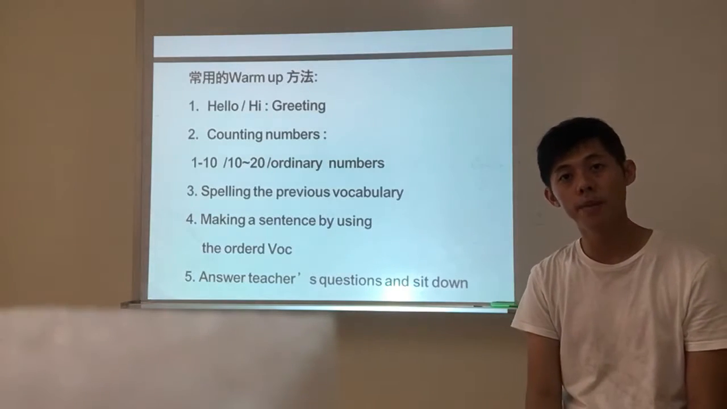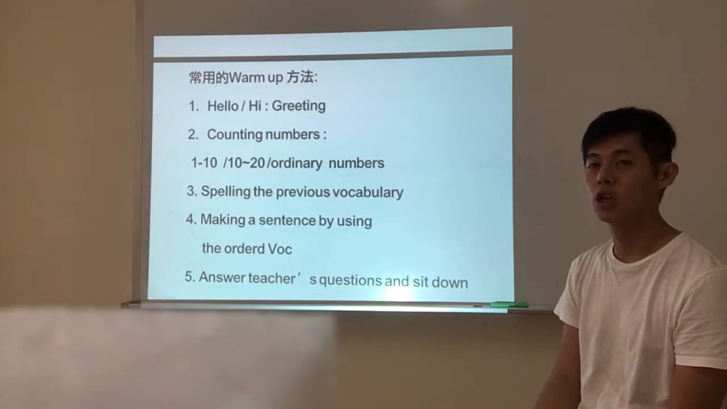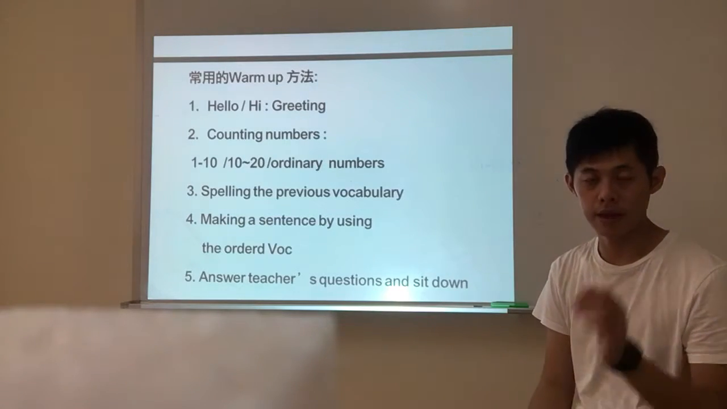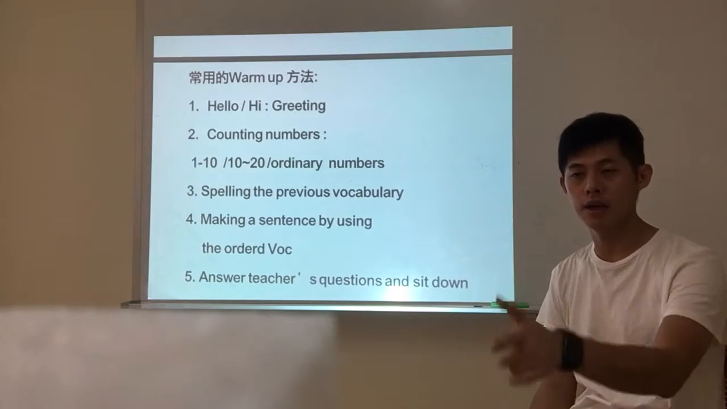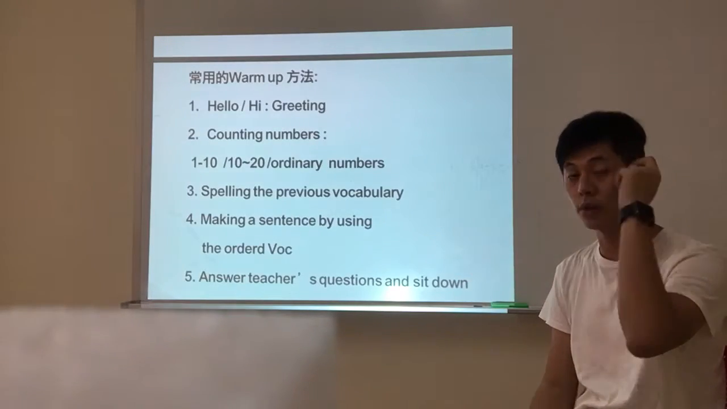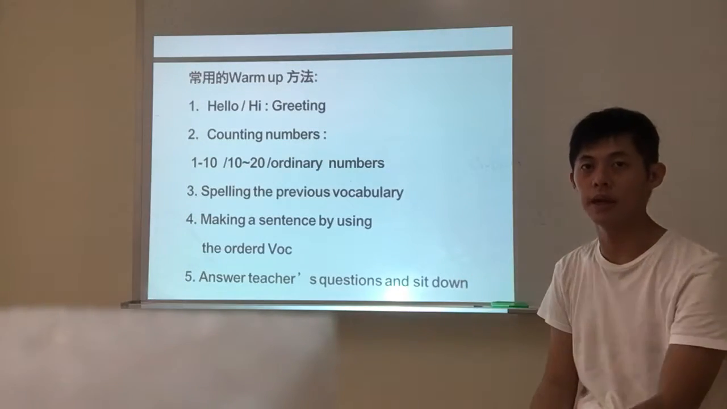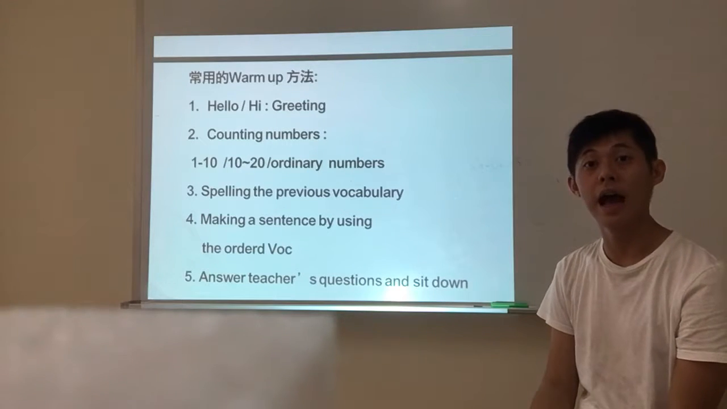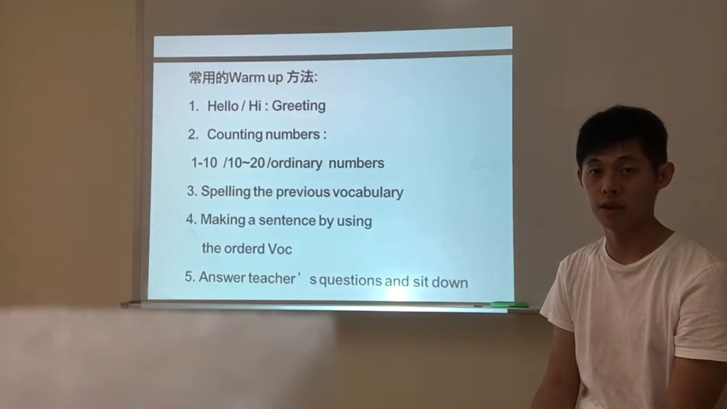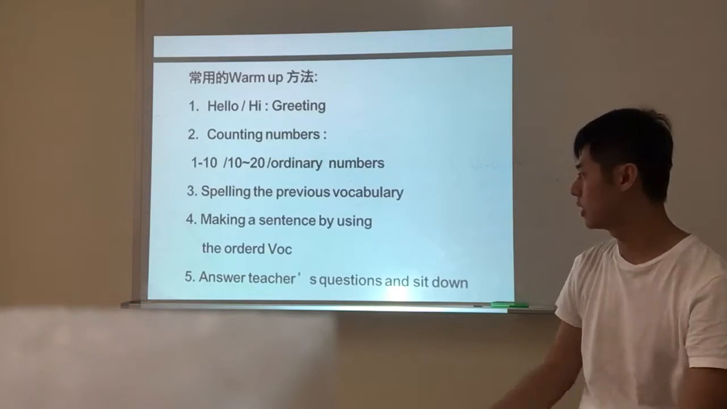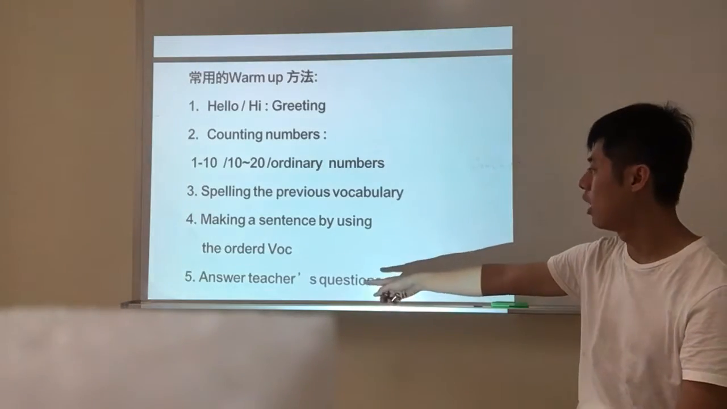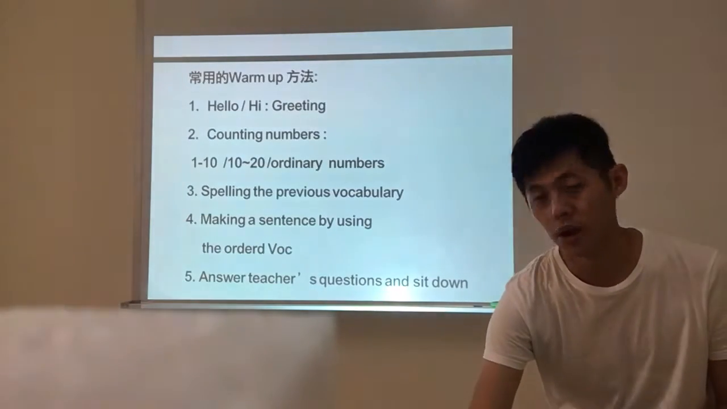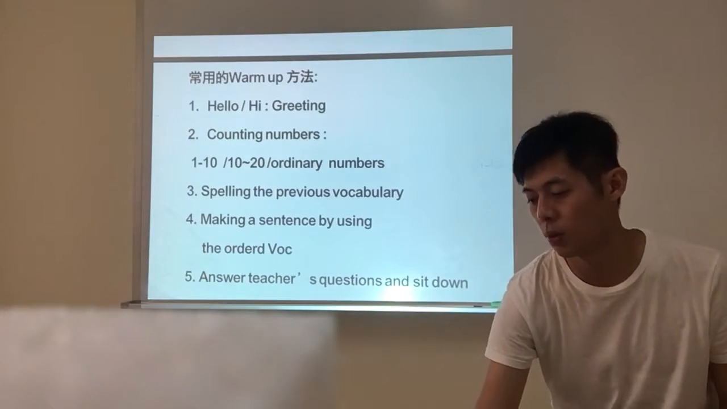Okay, so make a sentence by using the older vocabulary. For example, going shopping can be easily made into a sentence. So everybody, who can make a sentence by using go shopping? Teacher, me? Okay, everybody, you can call on someone, you can call anyone in your class, like Jimmy again. Jimmy, okay, you want to make a sentence, right? So you said, okay, I like to go shopping when I have free time. Excellent. So that student can sit down. Alright, answer teacher's question and sit down. This is the basic of our English warm-up methods.